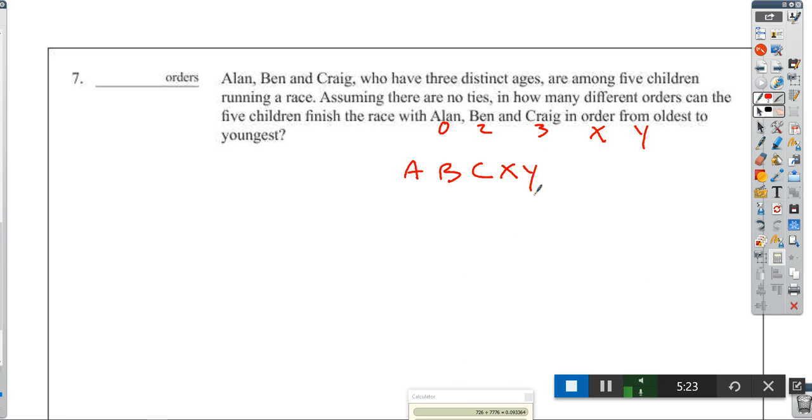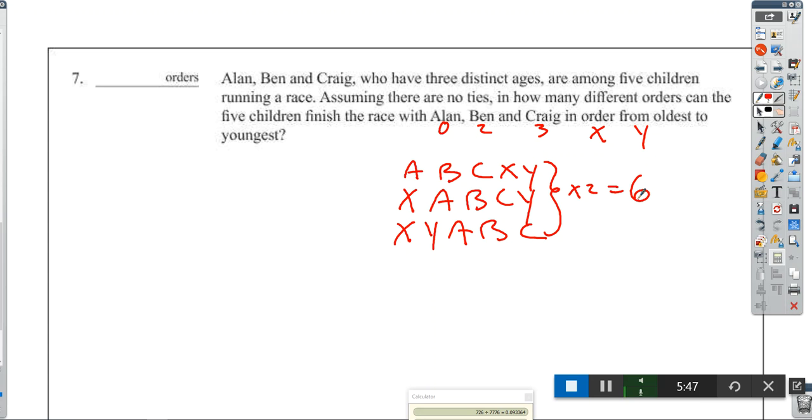Well, I could also have X, Alan, Ben, Craig, and Y. Or we could have X, Y, Alan, Ben, Craig. So I could also flip-flop X and Y. I'm not going to write that. So there are three different ways. 3 different ways times 2 is equal to 6. So that's if we have 3 in a row.